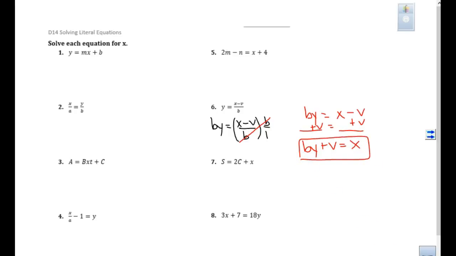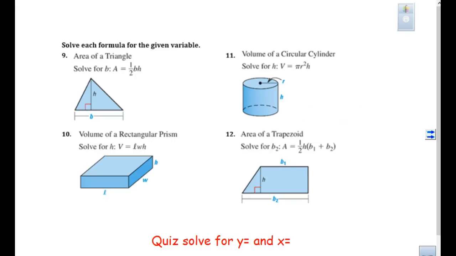Please look at the bottom half. 9, 10, 11, 12. So, number 9 is not bad. Number 9 and number 12 are kind of similar, and you've done ones like 10 and 11. So 9 or 12, if I do number 12 with you, how can I get rid of the fraction? What would you do in 12 to get rid of the half?